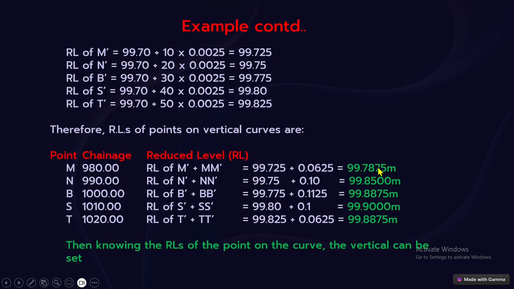That is, for point M it is 99.7875, N 99.85, B 99.8875, S 99.9, and T 99.8875, and finally of course the connecting point, 99.85, will be the RL of our point C, that is tangent point 2. So once you know the RLs, we will be able to set the level and fix the curvature. So this is the way we are calculating. It is just mathematics and some trigonometry, and once you know it you will be able to do the job.